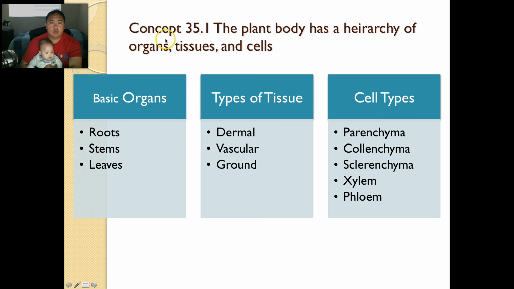So, first of all, one of the concepts from the AP packet that I showed you, one of the things that you need to know is the hierarchy of organs, tissues, and cells of the plant. You should know the basic organs of a plant are roots, stems, and leaves, and I think that's pretty easy for you. Types of tissue, we haven't talked about this much, but there are different types of tissue. One's called dermal. You heard of epidermis or dermis before as skin. Vascular, which we talked about, the things that transport things up and down the plant or for our body. And also ground.